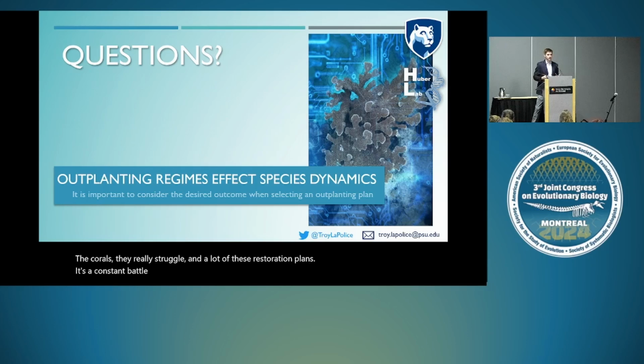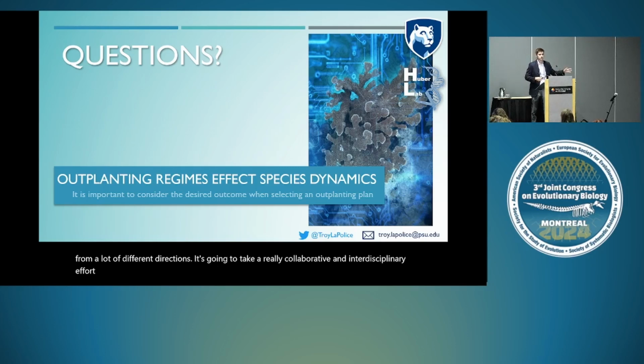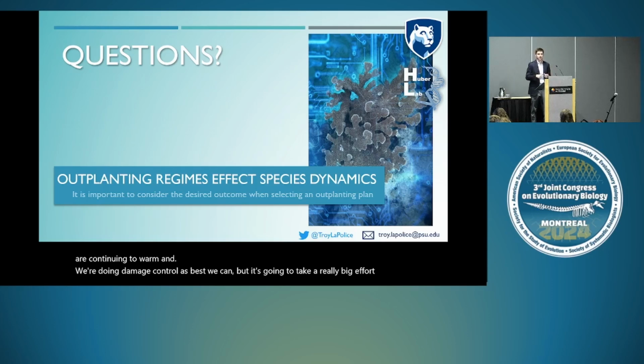And some of the ways that people are working are to, in nursery stock, increase resilience through genetic breeding and artificial selection for warming-resistant alleles. And really, lots of people are attacking this really complex problem from a lot of different directions. It's going to take a really collaborative and interdisciplinary effort that involves the restoration practitioners, geneticists, and everybody involved to come to a solution, because it's really fighting an uphill battle, like you mentioned. The oceans are continuing to warm, and we're doing damage control as best we can, but it's going to take a really big effort to get this to happen.